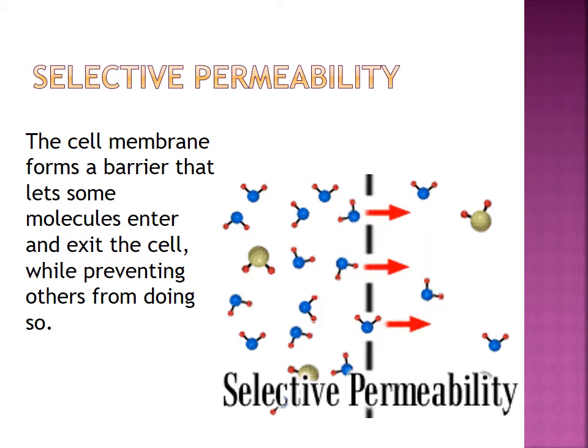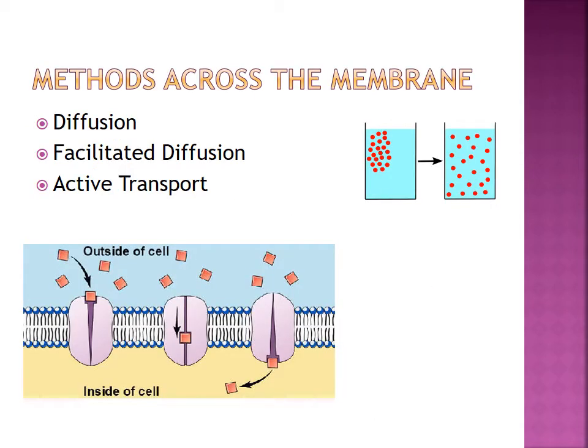You have to allow some things in but not others. And the cell has to do the same. You don't want it to allow in chemicals that might hurt the cell. You only want to bring in those things that can help. There are three big ways across the membrane: diffusion, facilitated diffusion, and active transport. We have to get across the cell.